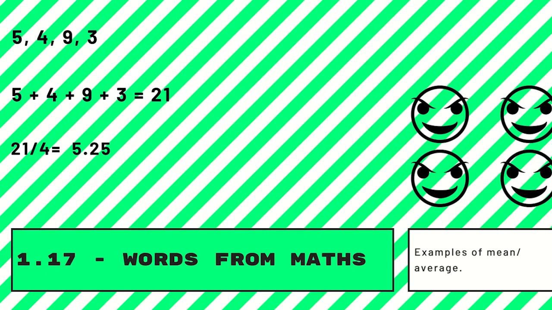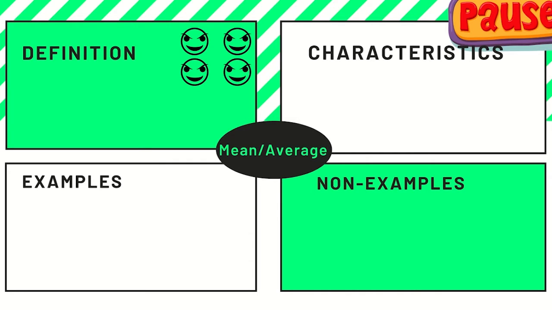So let's move on to our Frayer model. Now, a Frayer model is an opportunity for us to explore the definition of something a little bit deeper. So we've got a box there for our definition. You don't need to do it in the form of a grid of boxes. You don't have to do it in this form. You can do it with bullet points or a list if you want. As long as you've got mean and average, because they mean the same thing.